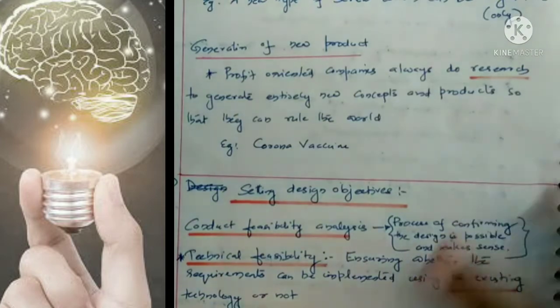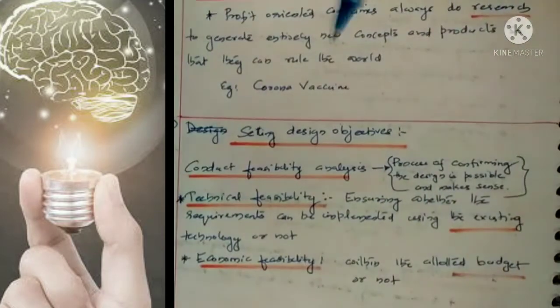Okay. Then comes setting design objective. So after getting a detailed explanation of the customer requirement, the designer should think whether the design is possible after satisfying all these requirements within the given time frame.